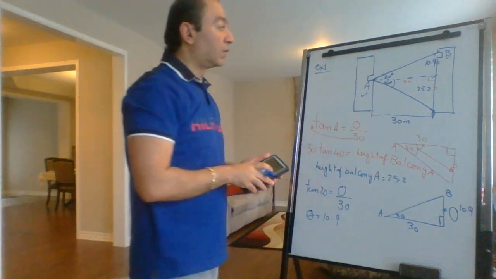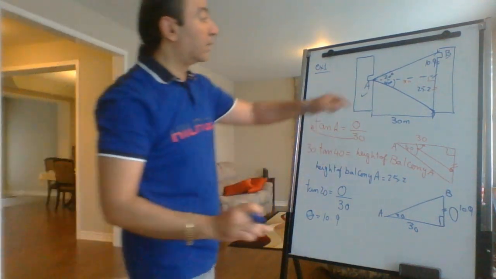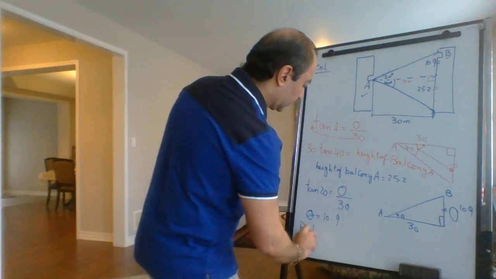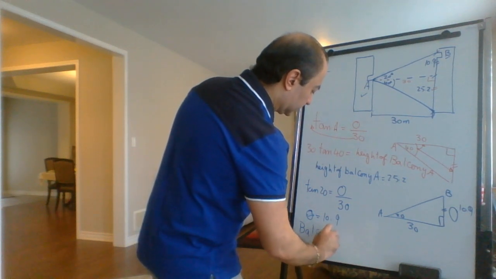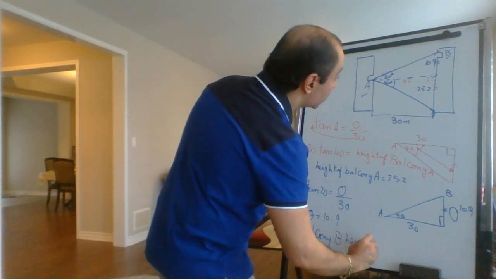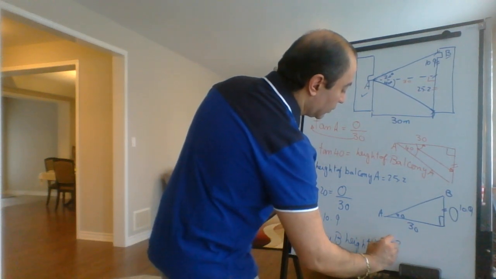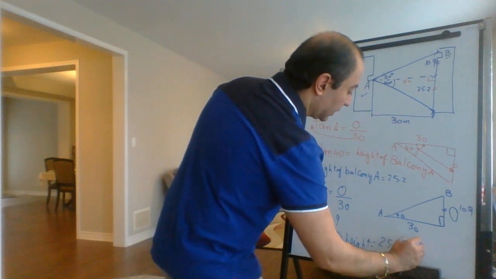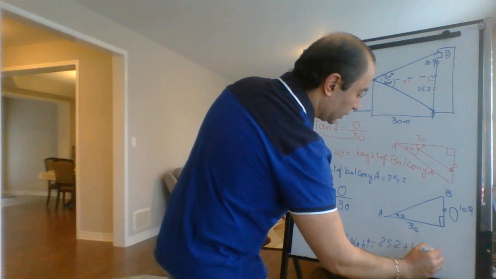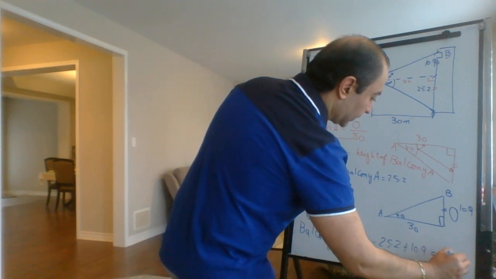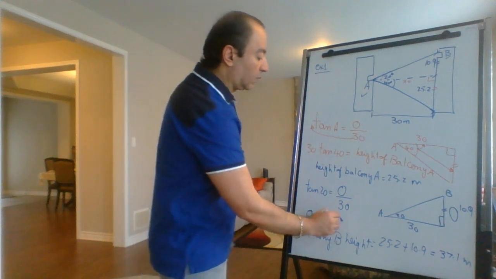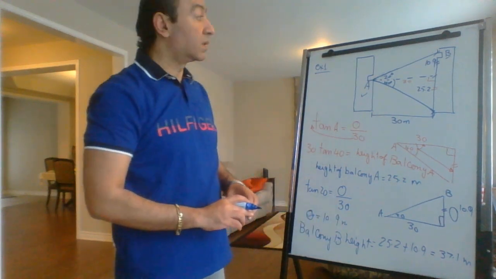Now, if I need to find how high balcony B is, the height of balcony B equals 25.2 plus 10.9, which is 37.1 meters. Okay, this is how we did this problem.